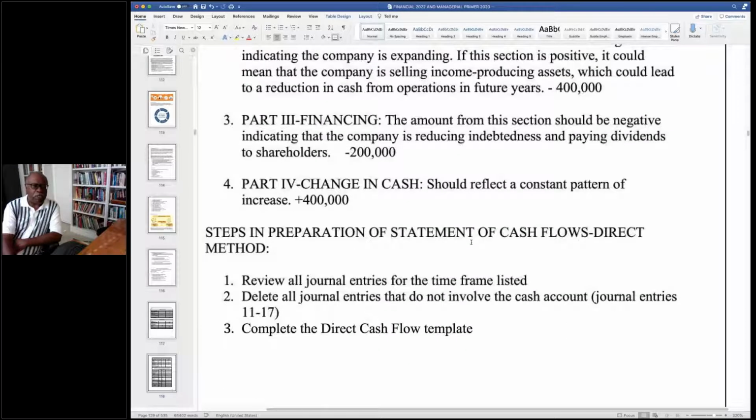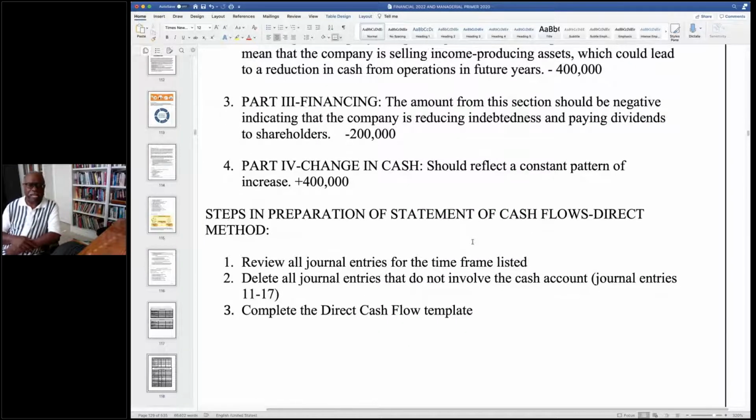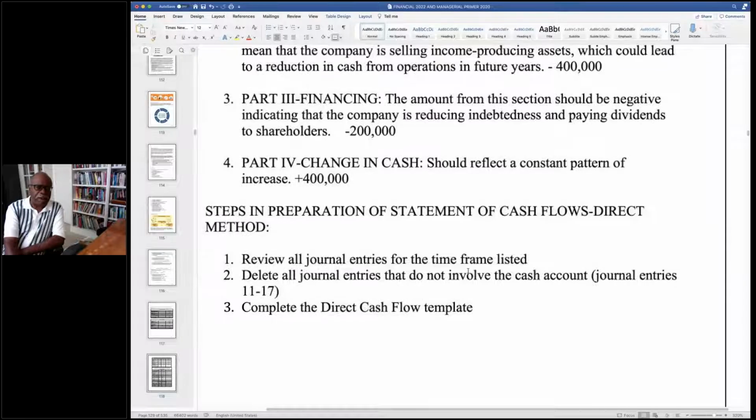Let's look at how we're going to prepare a statement of cash flow. Something that a lot of people don't learn how to do, but when people are preparing fraudulent statements, then they have no way to look at that. So accounting majors, finance majors, especially have to be aware of the statement and look at it.